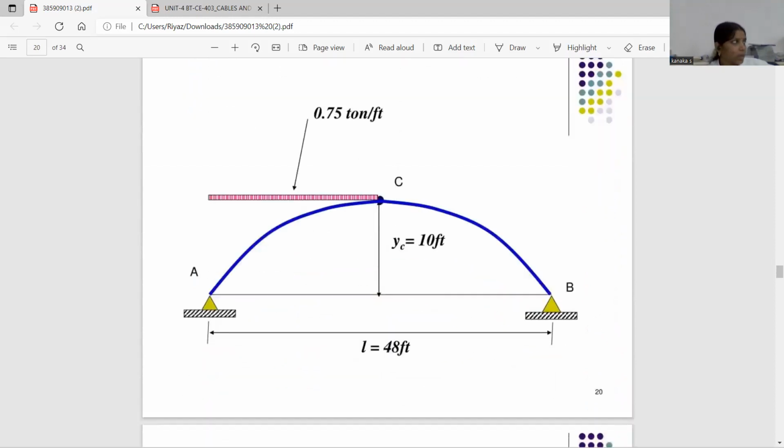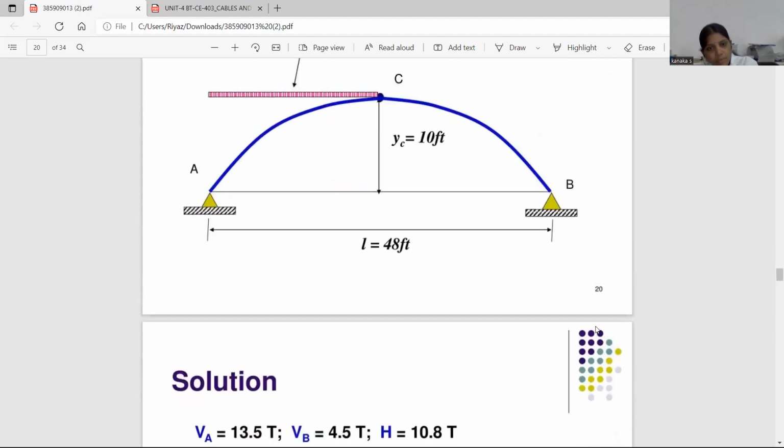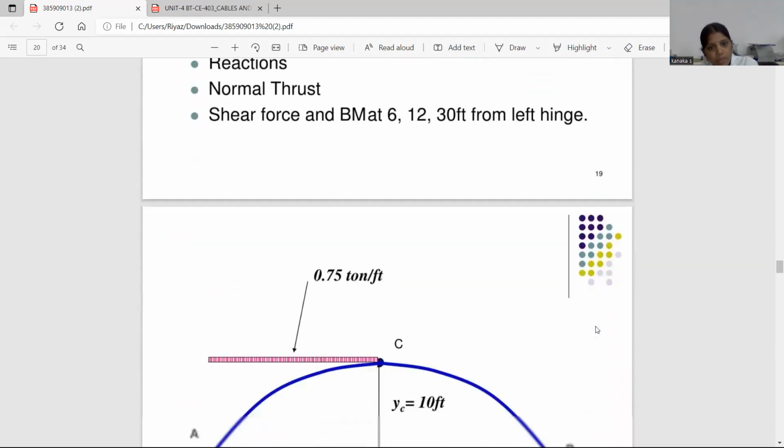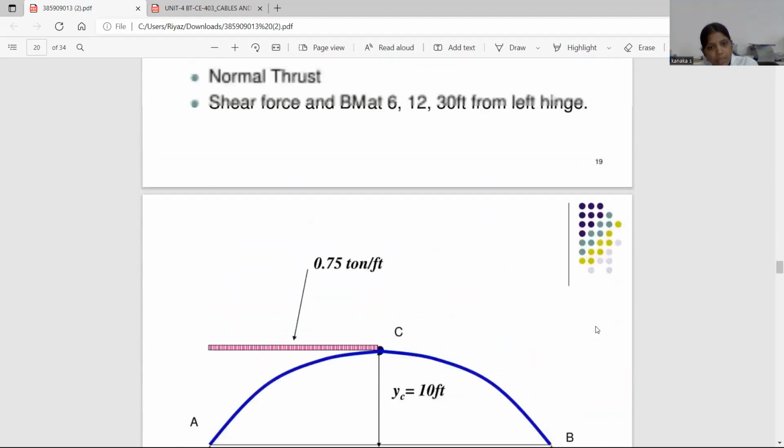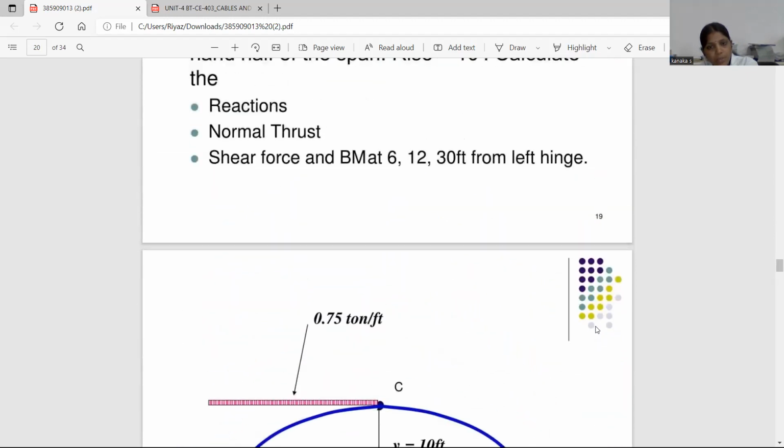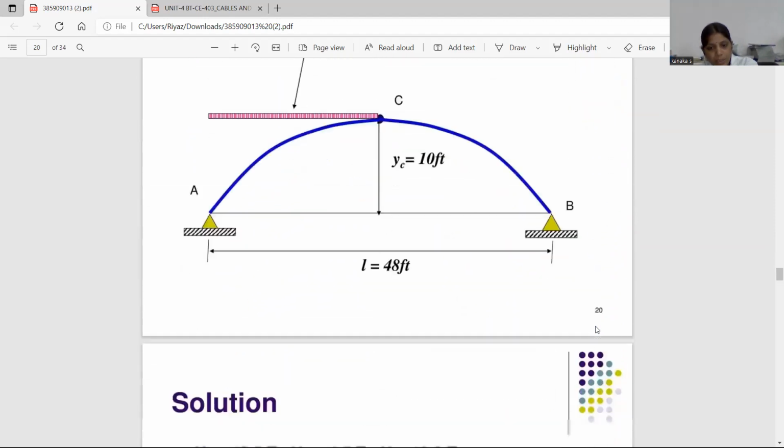This is the length of the span, 48 feet. The central rise yc equal to 10 feet. So the UDL load above the span is 0.75 ton per foot. This is the parabolic arch. So find out the reactions, normal thrust, shear force and bending moment at the sections 6, 12, and 30 feet from the left-hand edge.